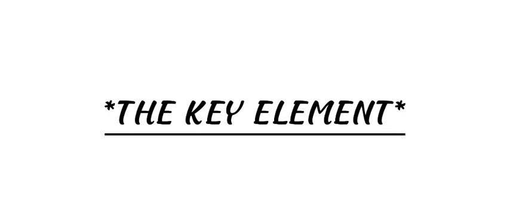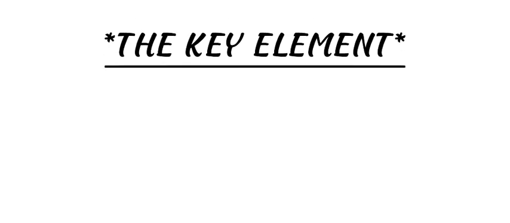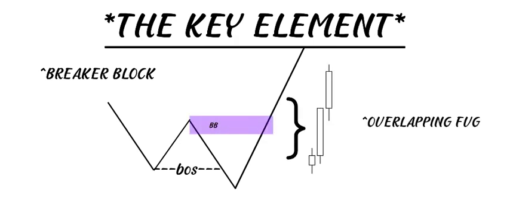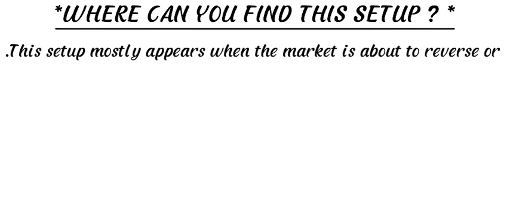Key elements that make it effective. The only two things you need to look for in the unicorn setup are a breaker block, and an overlapping fair value gap. That's all. That's your high probability setup. Where can you find this setup? This setup mostly appears when the market is about to reverse or change direction.